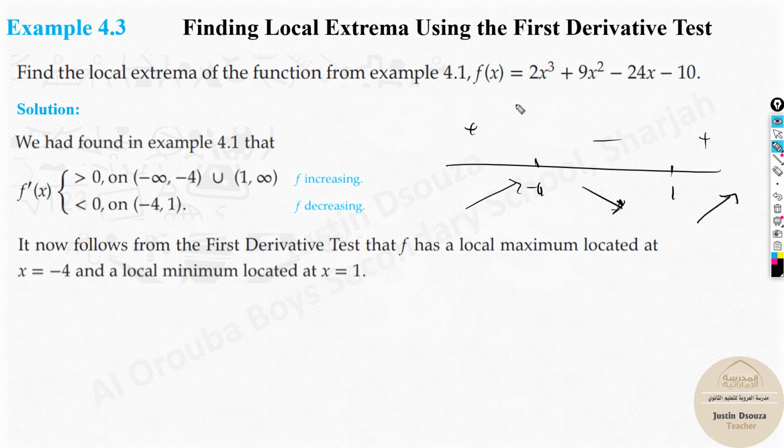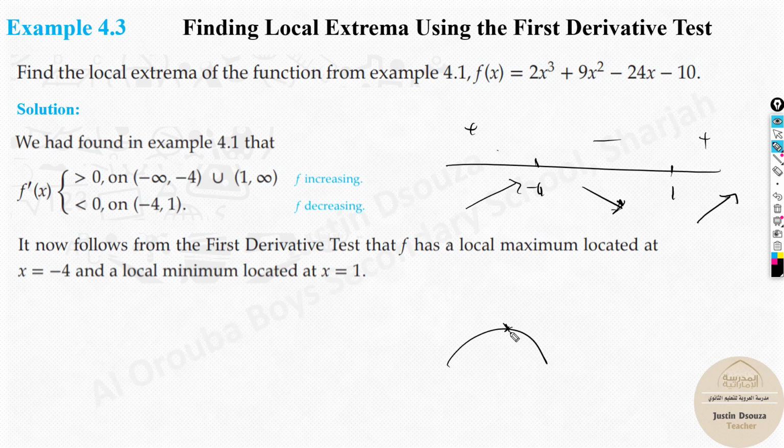Now here, look over here, there is plus and then there is minus. That means there is a maximum. Where is the maximum located? At this point, -4, the graph will be something like this, isn't it? It will go like this, maximum, down, and sorry, it should go like this, minimum. That is a very bad graph. We have drawn the graph in example 1.